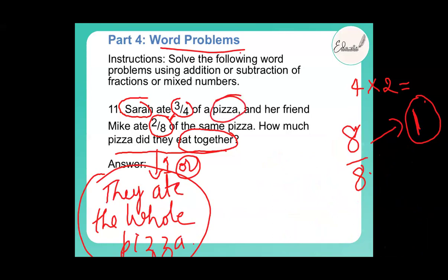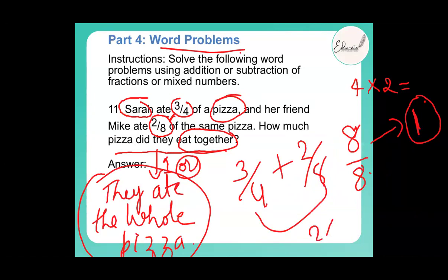Sarah ate 3 by 4 pizza plus Mike ate 2 by 8 pizza. So you just convert it into like fractions, and it came out as 6 by 8 plus 2 by 8. So it becomes 8 by 8, and 8 by 8 is nothing but 1. So it is actually the one whole pizza that they both have eaten together. They ate the whole pizza.